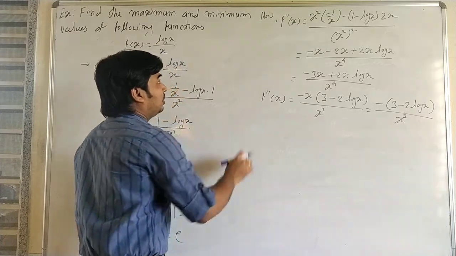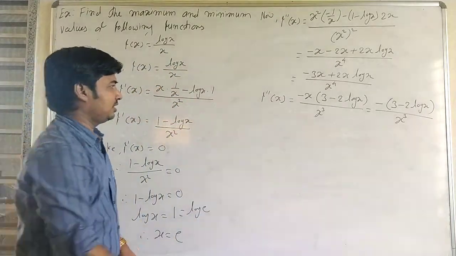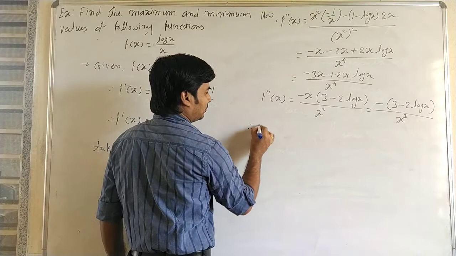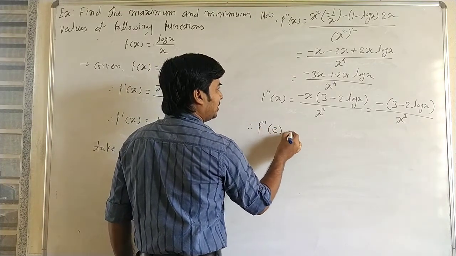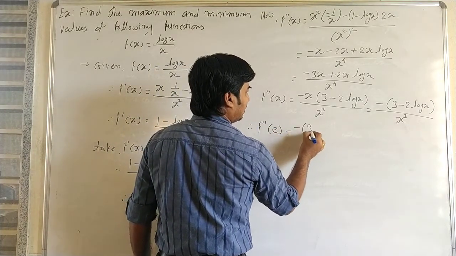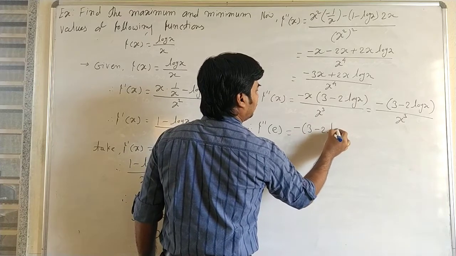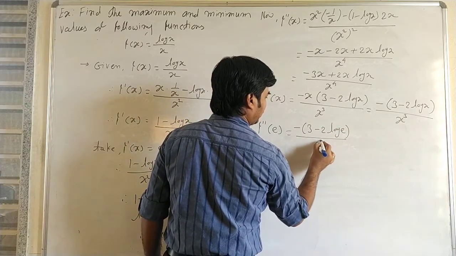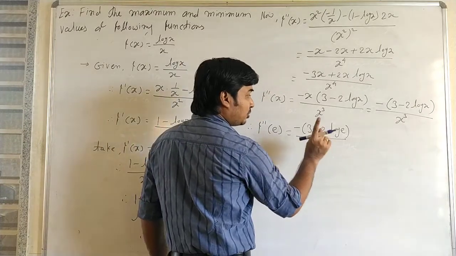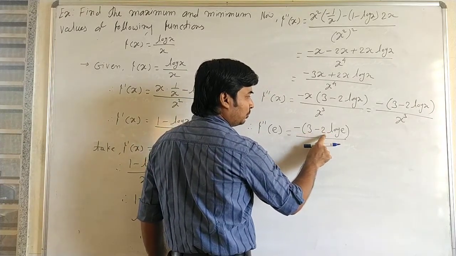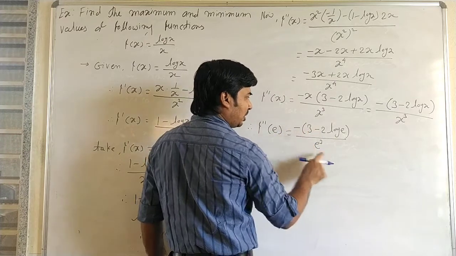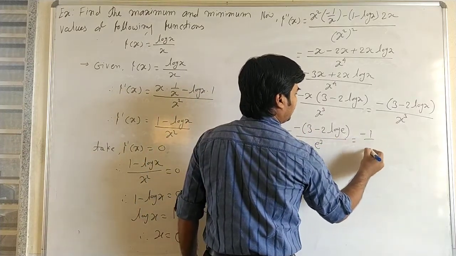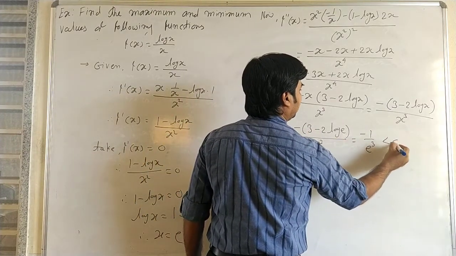Then put the value of x in the double derivative. It is x is equal to e. Therefore f double dash of e is equal to minus 3 minus 2 into log e upon e cube. Here log e is 1, therefore 3 minus 2 is 1, so minus 1 upon e cube, and which is less than 0.